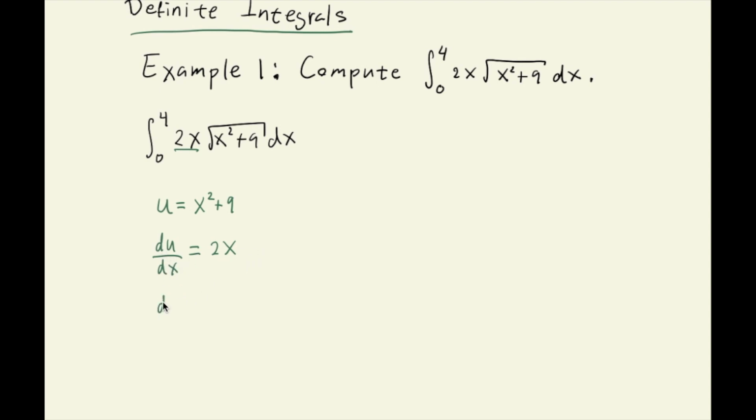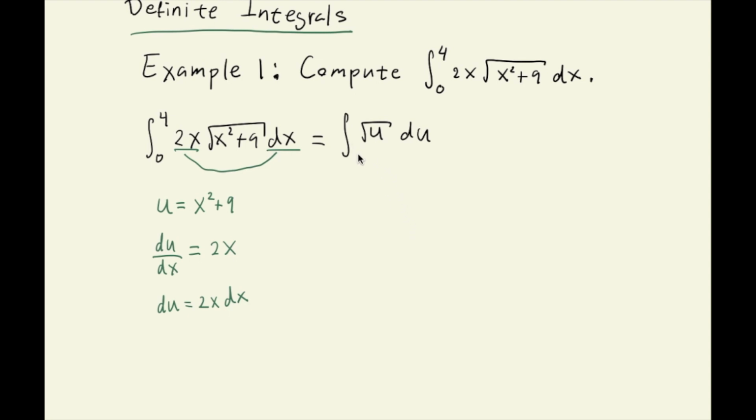It's not totally legal mathematically, but it's okay, and it lets you know how to apply this method. So du then is 2x dx. You see here you have this 2x and this dx together, and they are going to turn into a du. And the square root of x squared plus 9 is going to turn into the square root of u. So this method turns our integral in the x variable into an integral in the u variable.